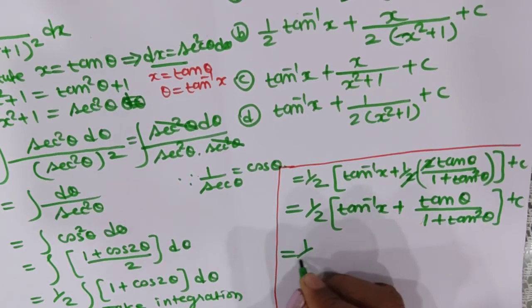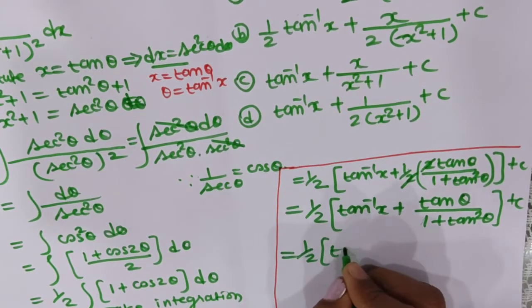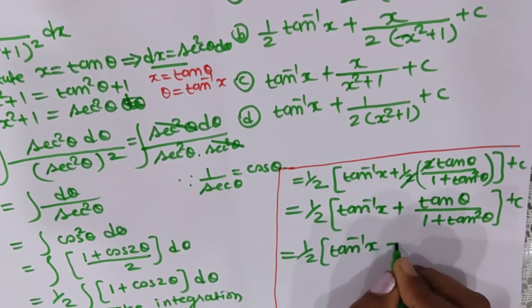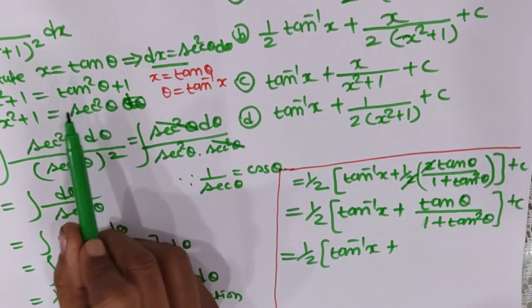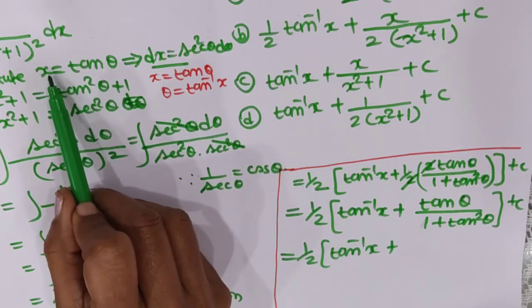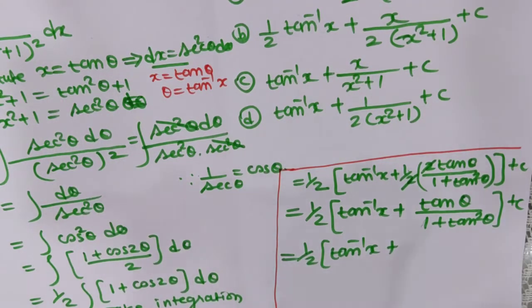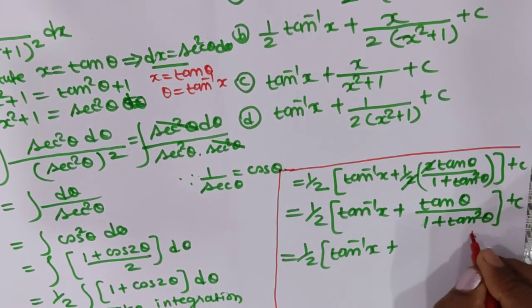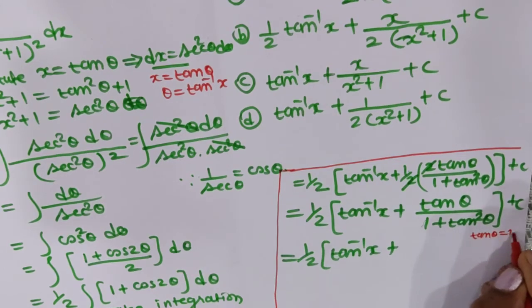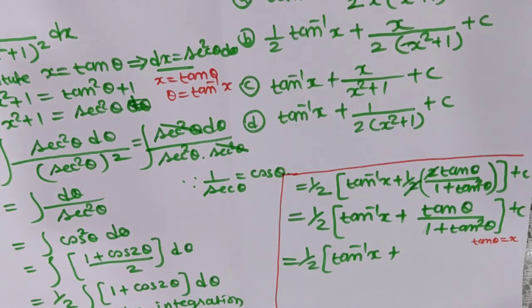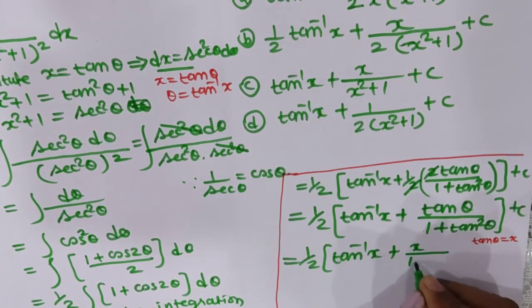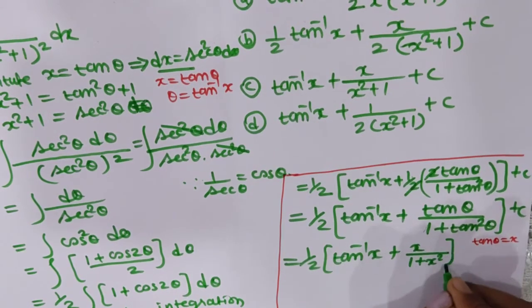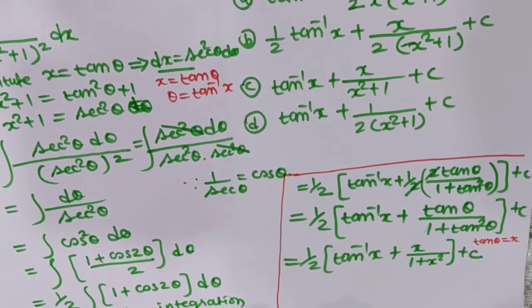Now 1 by 2 as it is, tan inverse of x as it is, plus, now look at the previous substitution. What is that? Tan theta means x. So use that and resubstitute it. Tan theta means x upon 1 plus x square plus integrating constant.